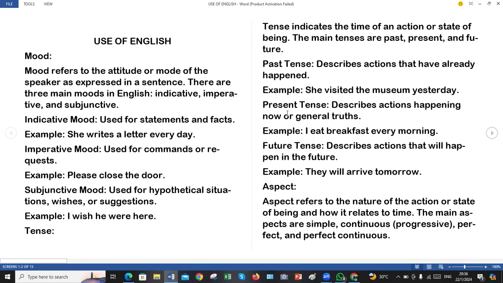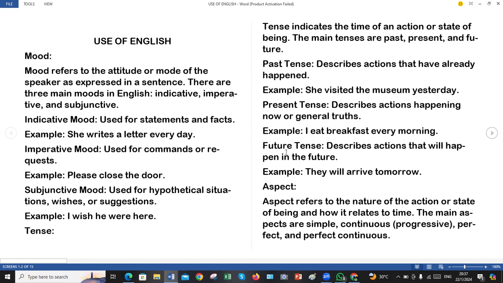And then the next part, we have present tense. Present tense describes actions happening now or general truths. Example, I eat breakfast every morning. So either the action is happening now, I am eating now, which is present continuous, or it's a general truth or a regular habit, something that you do regularly. Then you use the present tense. I sleep every day. You don't say I slept every day. I eat every day. I go to work every day.